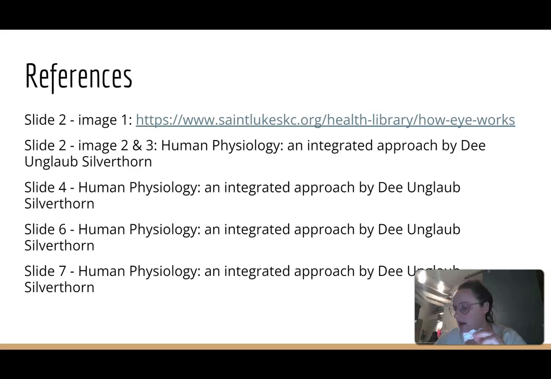And then additionally, I have labels to label everything. So this one says horizontal cell. We have our amacrine cell, bipolar cell, cone. And so I just wanted to be able to do this kind of like a labeling, but make it a little more arts and craftsy.